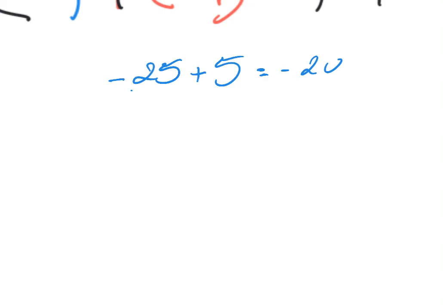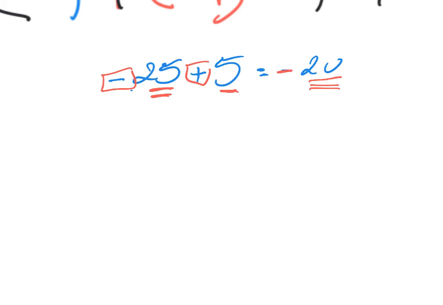And another way you can do it, I mean, you can take the difference. Forget about the signs here. I'm going to take 25 and 5, right? Now, what's the difference between 25 and 5? That's 20, right? 25 is bigger than 5. Is 25 positive or negative? It's negative. Now, I'm trying to ignore the signs here, I'm just taking the numbers. So 25 is negative, and the answer is going to be negative.